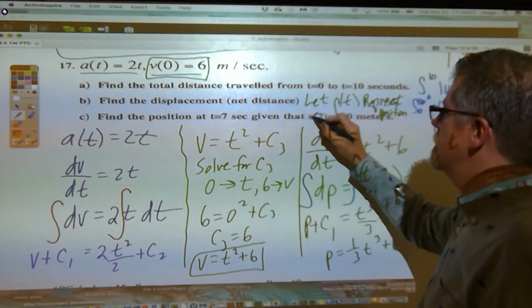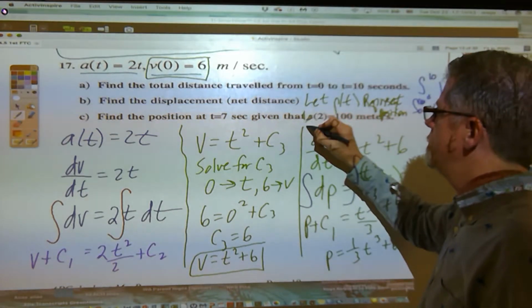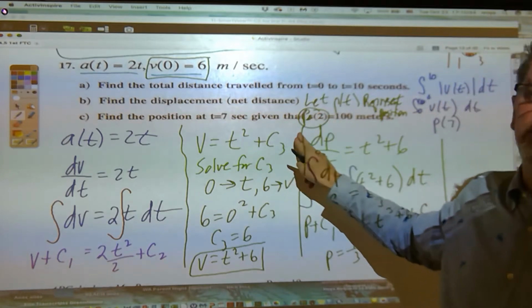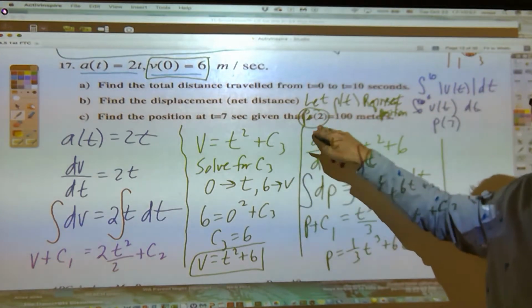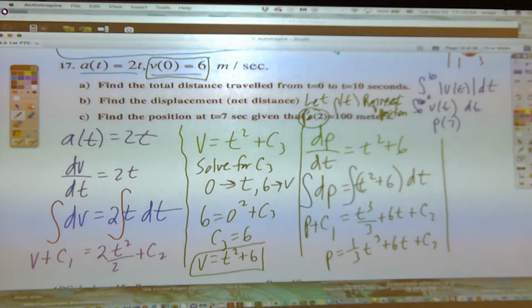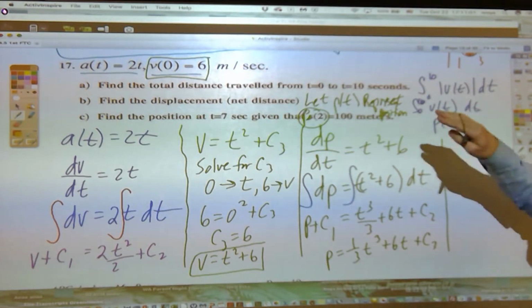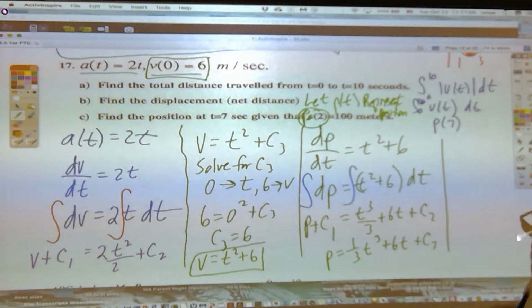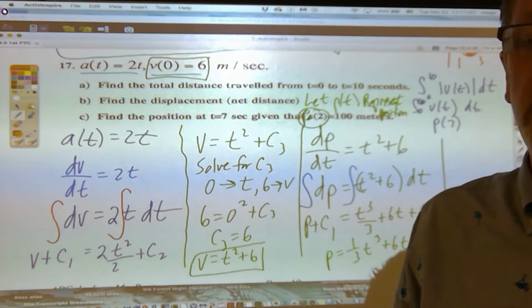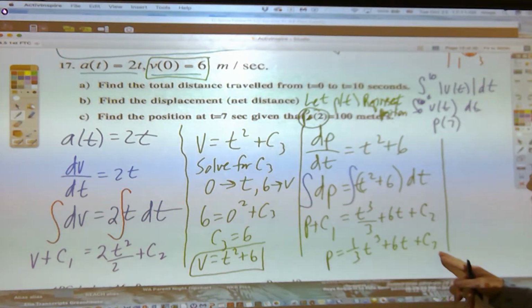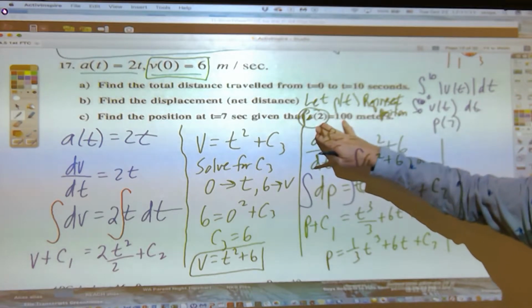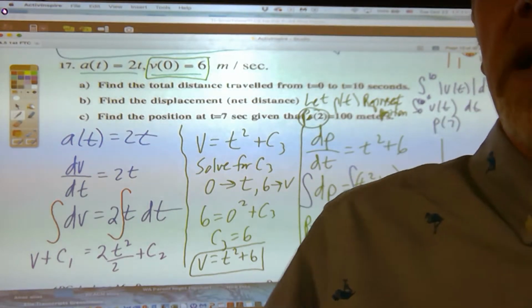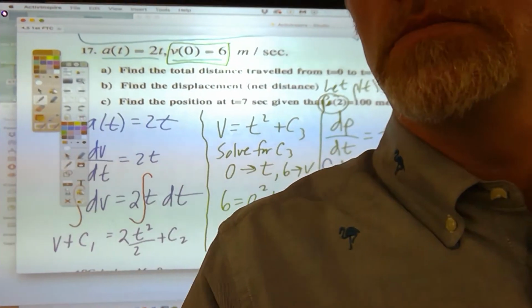Whoops, they're using S. Change that S of 2 to P of 2. Okay, the position at time 2 is 100. I would like you to use that initial condition to solve for this other C3. I'm going to pause the camera. When you're done finding the constant of integration based on this initial condition, then unpause and see how we did.